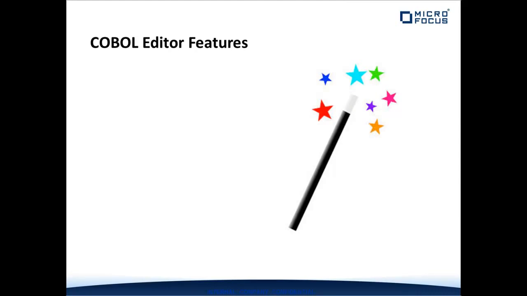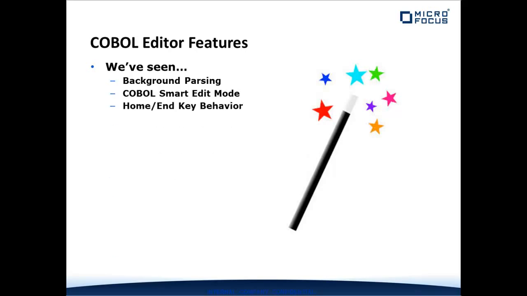Some of these features we've seen while exploring configuration options. These include background parsing, which provides immediate feedback on errors in your source code as you type. COBOL Smart Edit mode causes the editor to obey COBOL source areas A and B editing rules when pressing Enter or inserting or deleting text. Home and End keys can be configured to recognize COBOL source areas when navigating on a line.